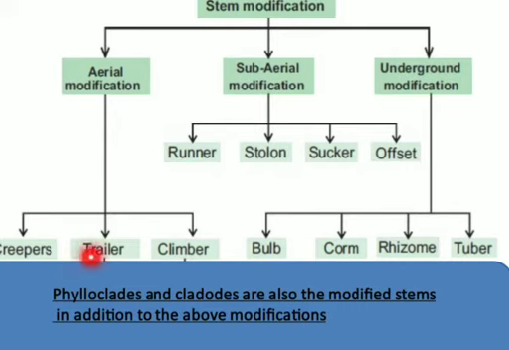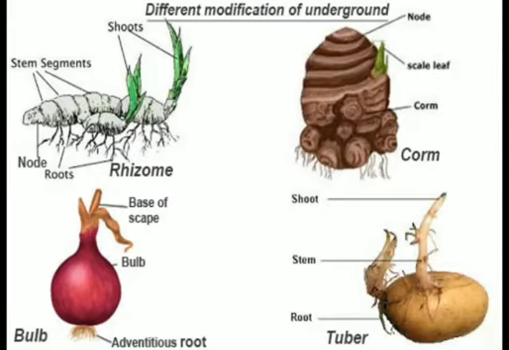Then the aerial modifications, which include various kinds of creepers, trailers, and climbers. And there are two more modifications that we will be discussing. One is the phylloclade and the other is the cladode. These are in addition to the above modifications, and these modifications are seen in xerophytic plants to make the survival of the plant possible in desert conditions.